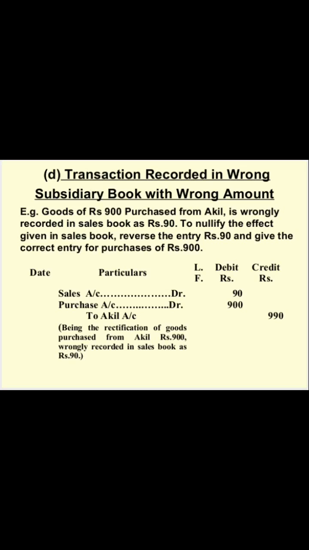That is the correct entry, and to nullify the effect of the entry of the sales book of rupees 90, we have to debit the sales account by rupees 90. As you can see the combined entry, that means sales account debited by 90 rupees, purchase account has to be debited by 900 rupees, which is the correct entry, and Akhil account has to be credited by 990 rupees.